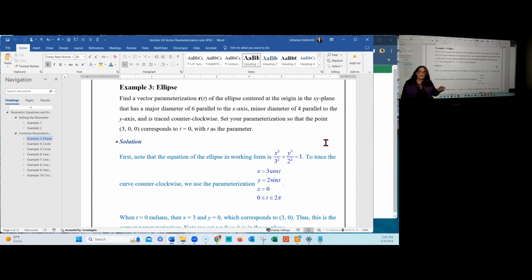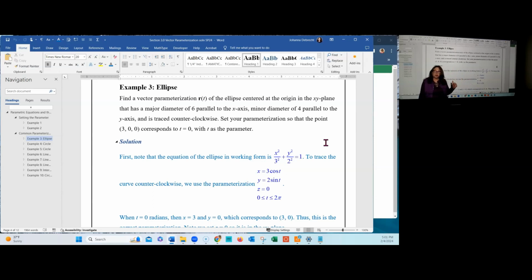So we're plotting it in the plane, but we're plotting it as if it's a three-dimensional curve. In this case, the equation of the ellipse in the xy plane is x squared over 3 squared plus y squared over 2 squared equals 1. So we set the parameterization that x is 3 cosine t, y is 2 sine t, and z equals 0. Since we chose the y to be positive, it will trace it counterclockwise.